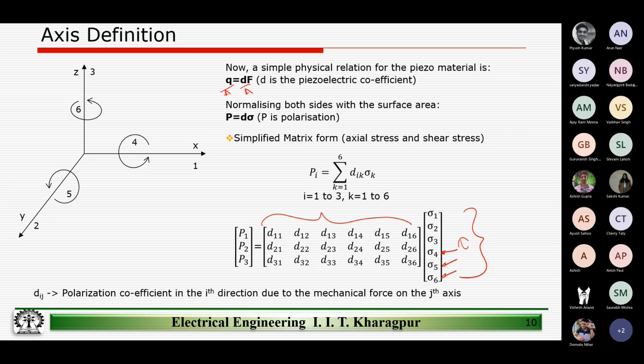And so what is Dij? Just to carefully look at this coefficient that we have defined, Dij is the polarization coefficient on the ith direction, very important, ith direction, due to the mechanical force on the jth axis. So basically the subscript i denotes our electrical behavior because of a force or stress applied on the jth axis. So the subscript j is associated with the mechanical quantity, right? Any questions up to this point?